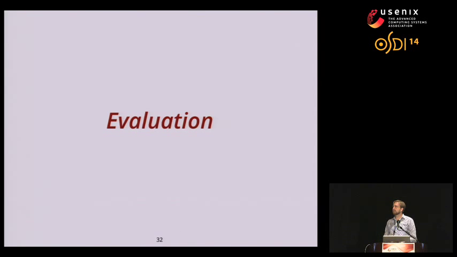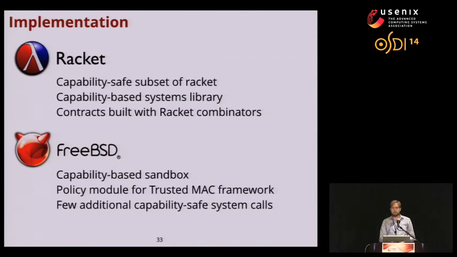So I'd like to take a little bit of time to tell you about our implementation and how we evaluated SHILL. Our prototype of SHILL is implemented as a capability-safe subset of the Racket programming language, along with a new capability-based systems library for it. And to implement that library, we actually needed to add a few additional file descriptor-based system calls to FreeBSD. The capability-based sandbox is implemented as a policy module for the FreeBSD TrustedBSD MAC framework.